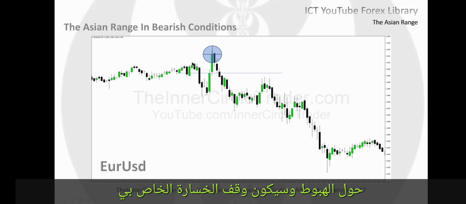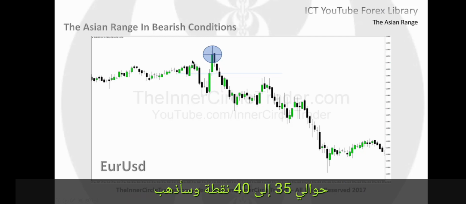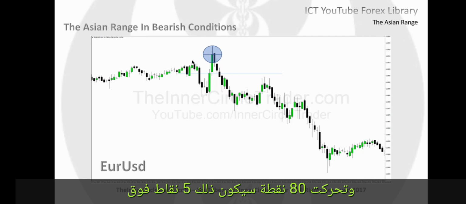My limit order would be about there, and my stop loss would be about 35 to 40 pips. And I would go to sleep and be comfortable with that. I would have an 80 pip take profit on the full position. That way, if I did wake up and it moved at an accelerated pace and moved 80 pips, that would be 5 pips over my weekly objective, which is 75 pips.